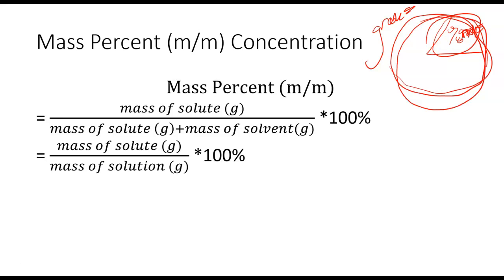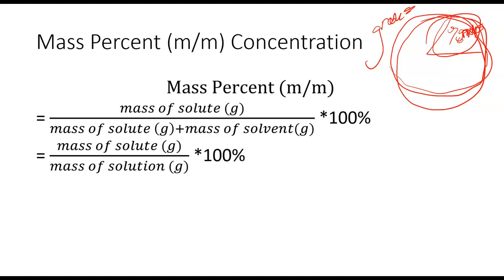So the portion we're looking at is the solute. So how many grams of solute do we have for every gram of solution? We're going to multiply by 100 to get a percent. So the mass of the solute divided by the mass of solute plus the mass of solvent, which gives us the mass of solution, will give us our percent.